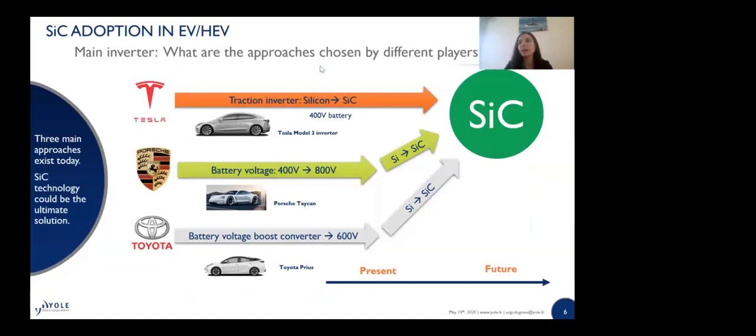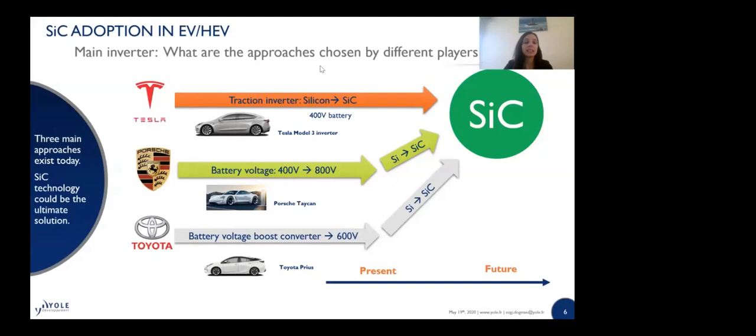So silicon carbide is more adapted for the high power and high voltage applications. And when we look for the EV/HEV, the main target application is the main inverter. So today, we can say that one of the most important parameters for an electric vehicle design is the driving range. So basically, it is how many kilometers you can go with a full battery. And every OEM is really trying to boost this driving range.